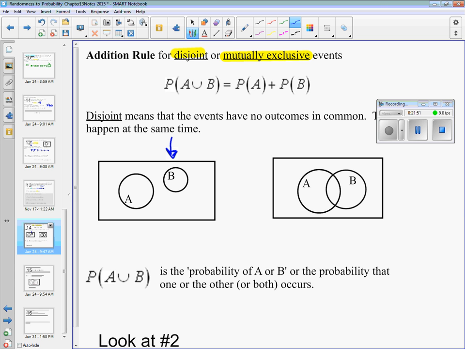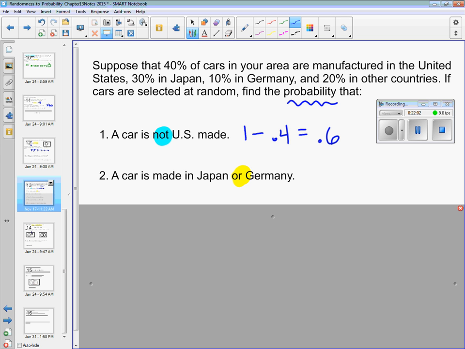It becomes a little bit trickier when they aren't disjoint events. And we did one of those in Flex yesterday, but we'll look at it again. So can we answer number 2? What would I do to get it? We have decided that they are mutually exclusive. They can't happen at the same time, so I know I can just add them together. So what would it be? 0.3 is the probability of Japan, and the probability of Germany is 0.1, so the probability of Japan or Germany would just be 0.4. Good so far? Nothing too hard.